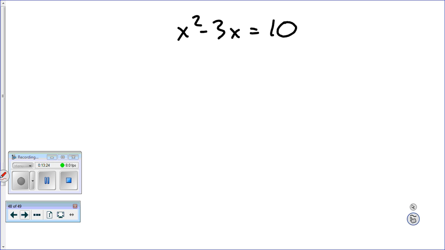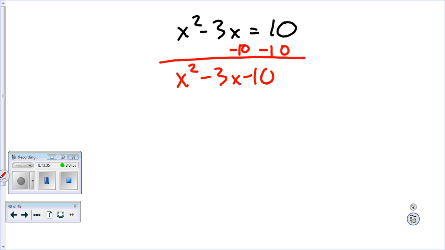We're going to try and solve this by factoring. So the first thing you need to do is set it equal to 0. It's got to be equal to 0. Oh, we're writing in red now. We have to set it equal to 0. So that x squared minus 3x minus 10 equals 0. Okay? So just subtract 10 from both sides.